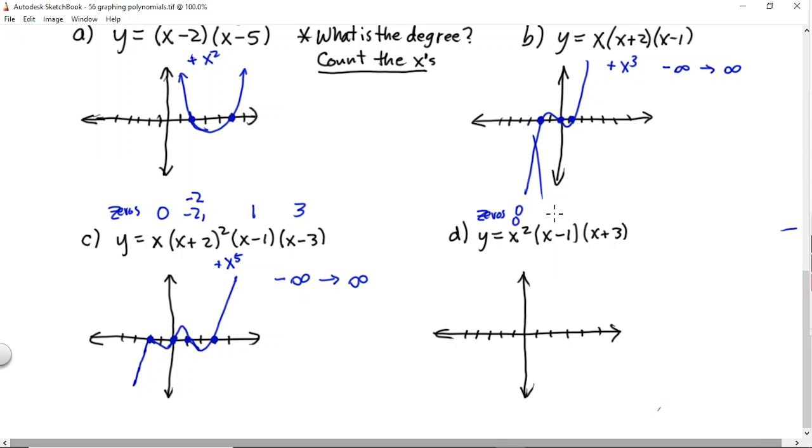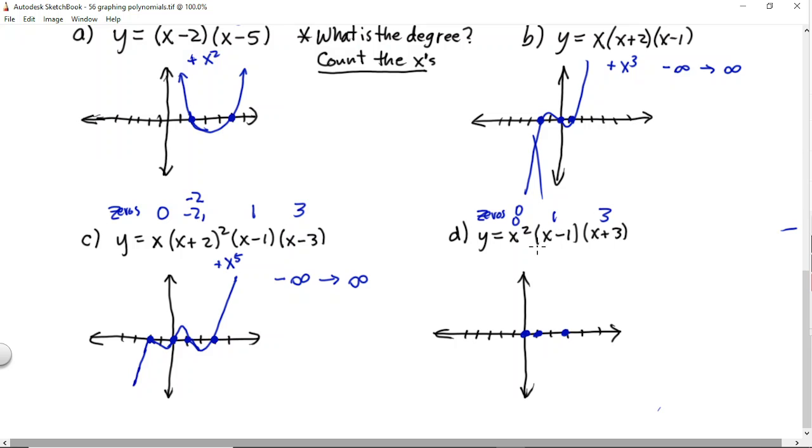From the next one we have 1, and then we have 3. Okay, so there's our zeros. Let's go ahead and plot these, but remember it's going to bounce when it gets to that one. 1, 2, 3. There they are.